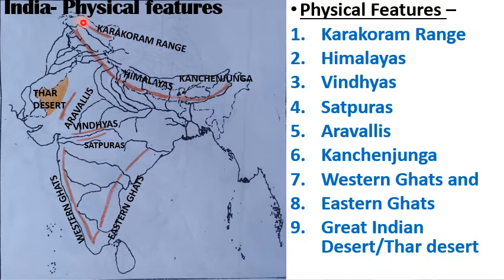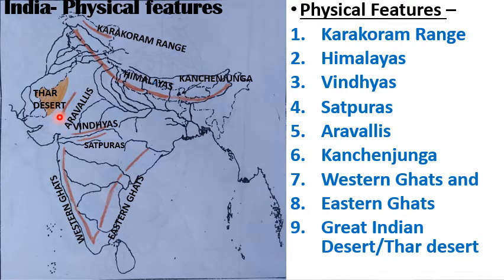Karakoram range to the north of river Indus. Himalayas from river Indus, northwest of India, to northeast of India. These are discontinuous due to the presence of rivers. Then Vindhyas between Narmada river and Chambal, Betwa. Satpuras between Narmada river and Tapi river.